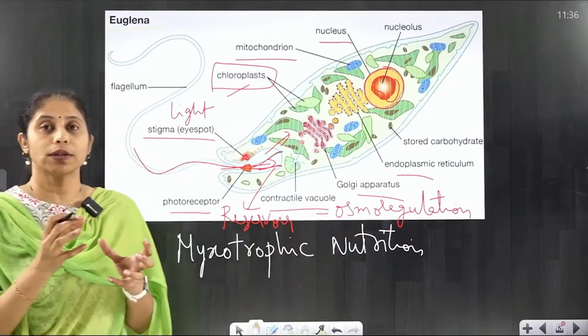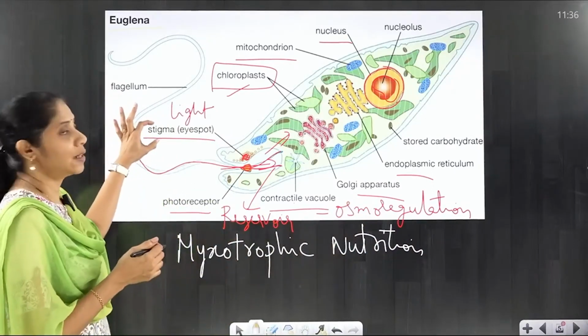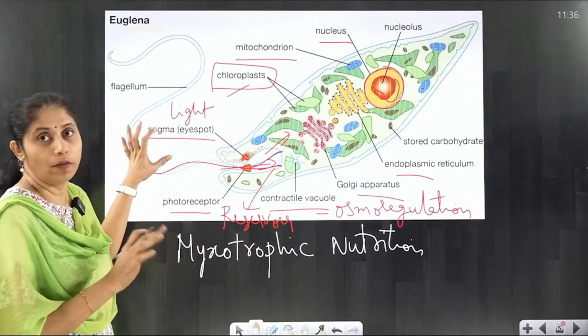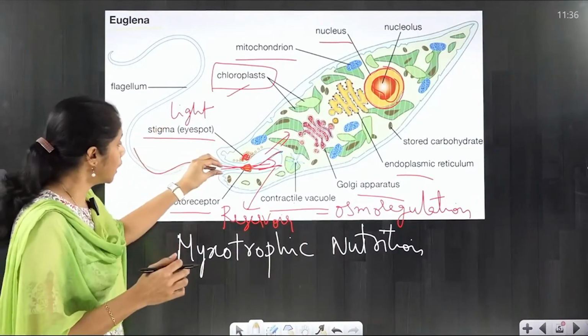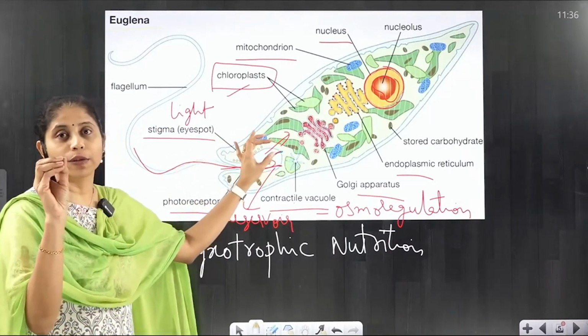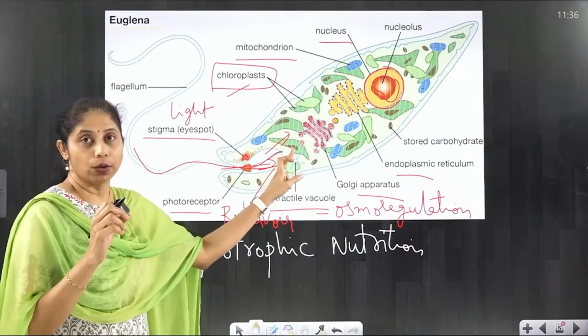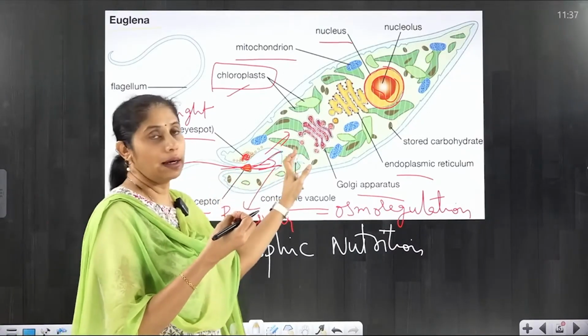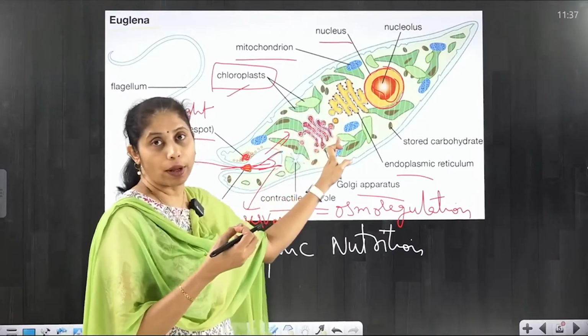When a light source is there, the light will be recognized by the stigma, the eye spot photoreceptor, and it will move towards the light source to perform photosynthesis. If it is not there, it will follow the holozoic mode of nutrition. It will take in smaller ones, protozoans and all, through the cytostome, cytopharynx and reservoir, and finally send them to the cytoplasm.